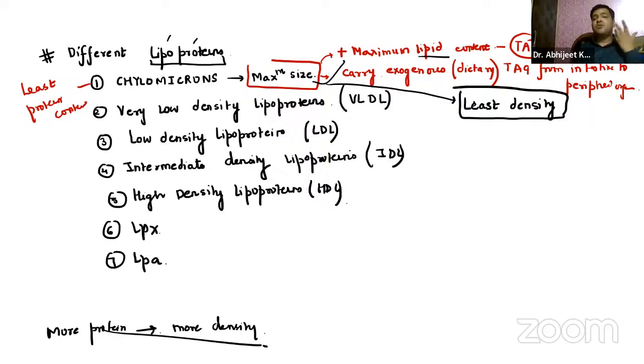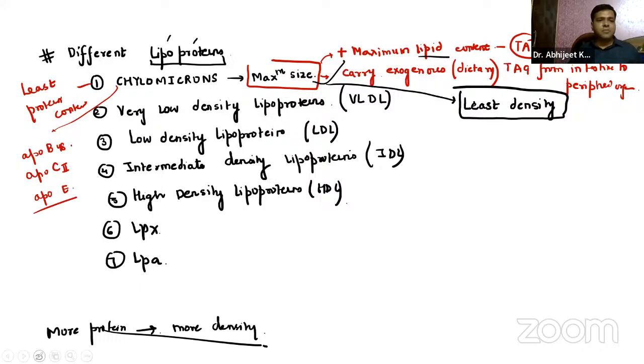Now, there are some apolipoproteins present in the chylomicrons that you all have to remember. We have ApoB48, ApoC2, and ApoE. These are the apolipoproteins that are present in the chylomicrons. So that is something you have to remember about chylomicrons.